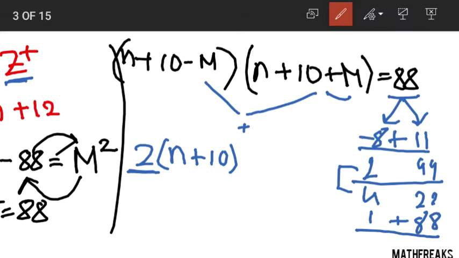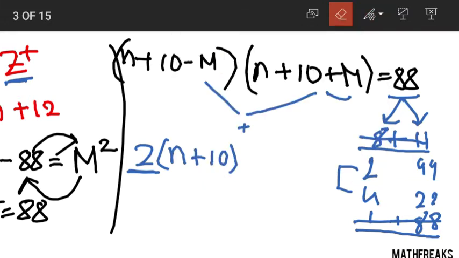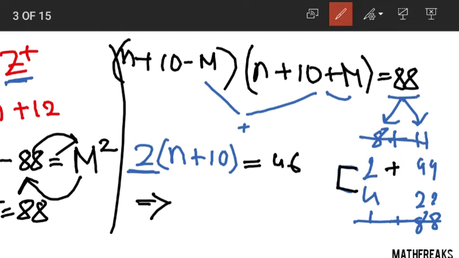That's it. So these two cases have been cancelled out, and this is what you have to do in PRMO. You have to eliminate cases so that you can save up your time. So now once you have cancelled the cases, take up the possible cases. So 2 and 44, if you add up, this would be 46, and from here n would be 3, right? This was case 1.